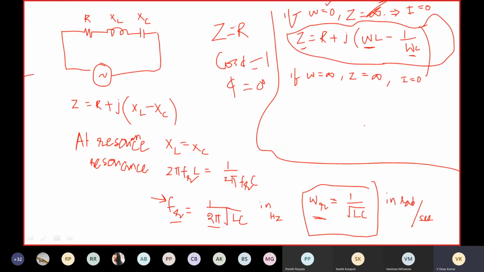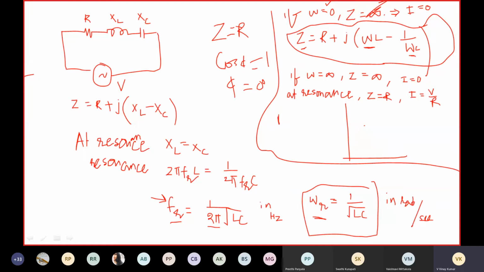At resonance, Z is equal to R, which means the current is equal to V by R. Let V be the voltage applied across the series RLC circuit. Then I is equal to V by R. Now let me plot the resonance curve.